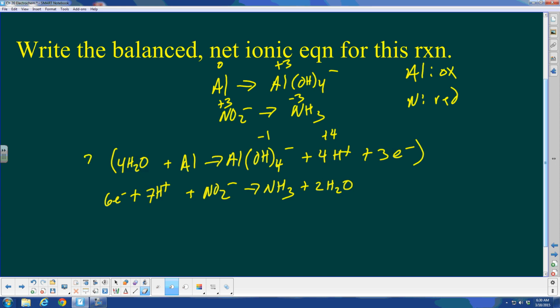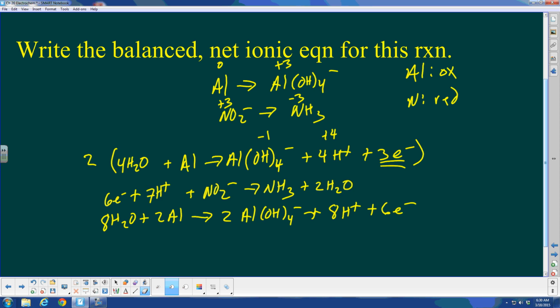So I multiply this top by 2, right? So that I would end up with 6 electrons. So I'd have what? 2 times 4 is 8 waters plus 2 aluminums yield 2 tetrahydroxoaluminates plus 8 hydrogen cations plus 6 electrons. Hey, let us combine and simplify.